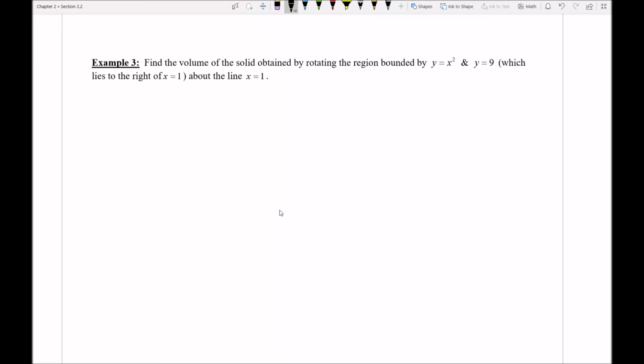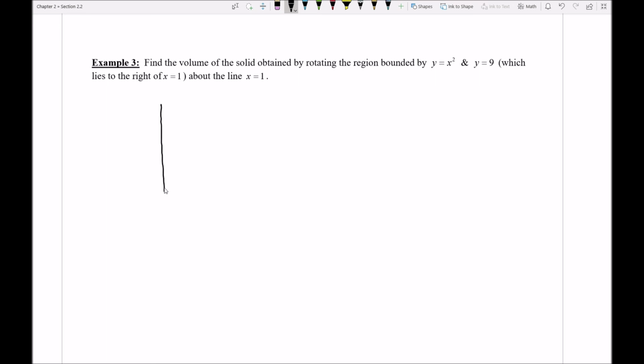We'll begin example 3 here by doing the same thing we've done in all of the last videos. We're going to try to draw a picture of the region that's being communicated here and what the 3D solid would look like. So I'm going to find the volume of the solid that's obtained by rotating the region that's given here, which lies to the right side of x equals 1, about the line x equals 1. All right, so let's see what we have.